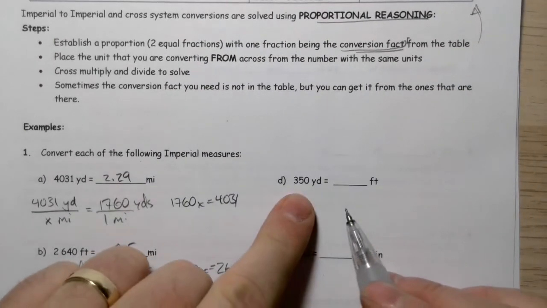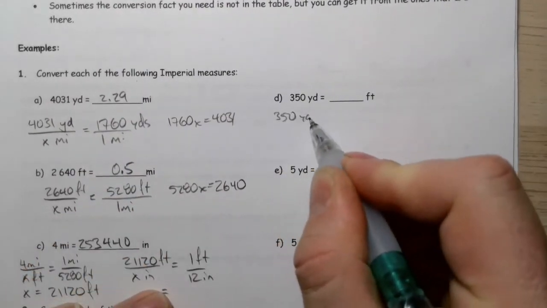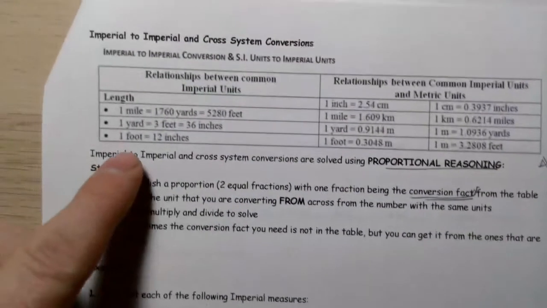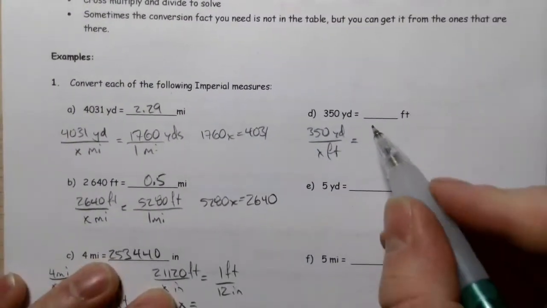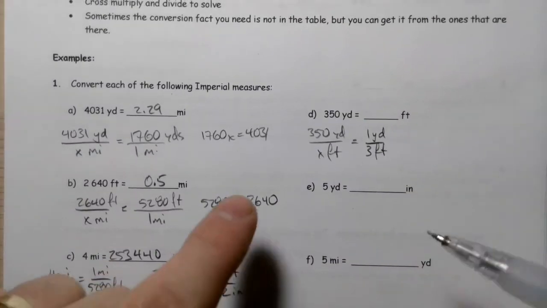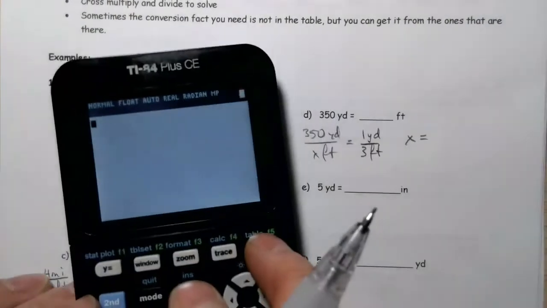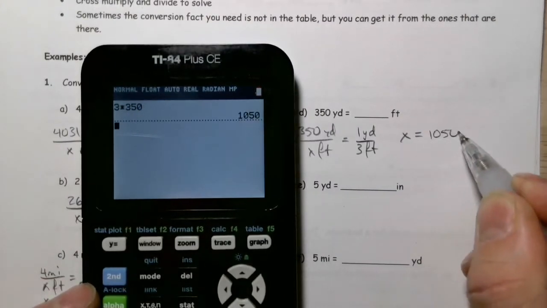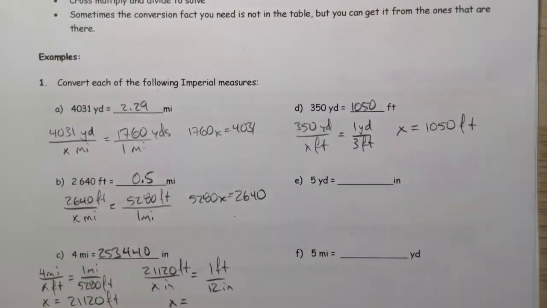Up here with yards to feet, I have 350 yards. Okay, 350 yards. I want to convert that into feet. I don't know how many feet we've got. But if I look up here, I do have a nice relationship here. 1 yard is 3 feet. So up in my numerator, I'll put 1 yard, and then I'll put 3 feet down here. Cross multiply, so x times 1 is just going to give me x. And then 3 times 350 gets me 1,050 feet.